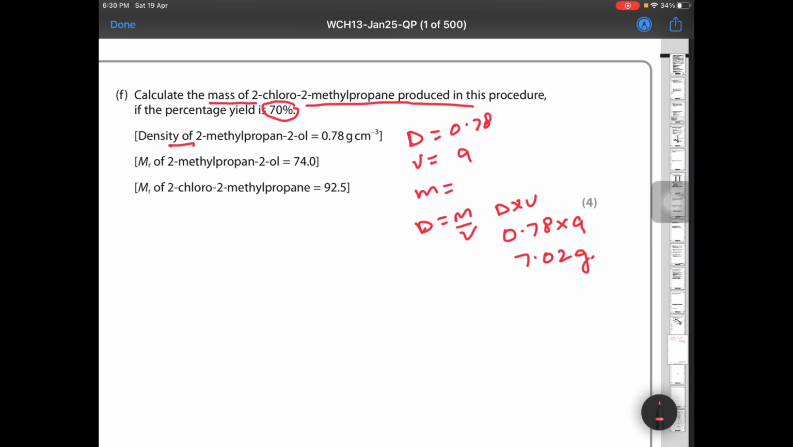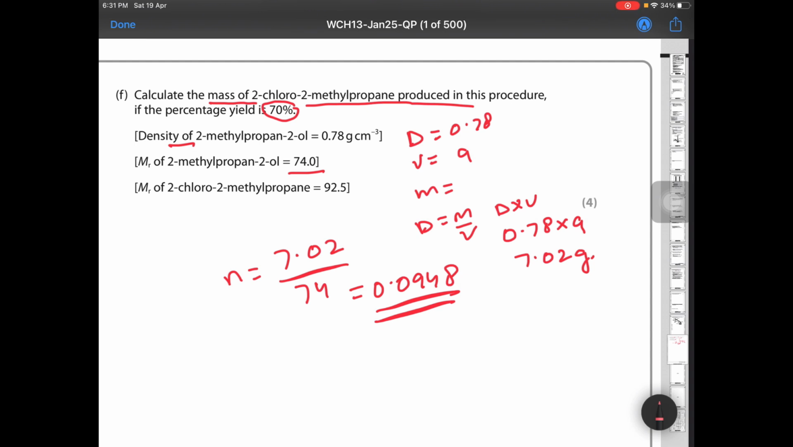Now you are going to find the moles. Moles is equal to mass upon the Mr. The Mr of alcohol is 74. Solve this, you will get 0.0948. This is your moles. This is all happening where we have assumed the theoretical yield is 100%. Okay, so this is what you get.